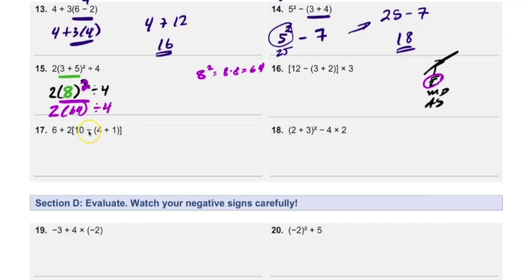Now, in this case, it actually doesn't matter which way you go because we're multiplying and dividing. Those are on the same line. Just go left to right. And go left to right.